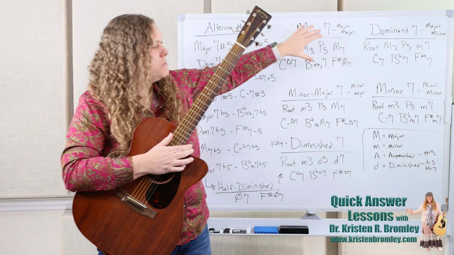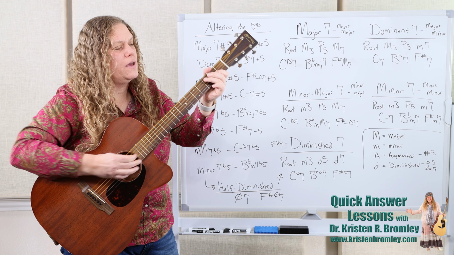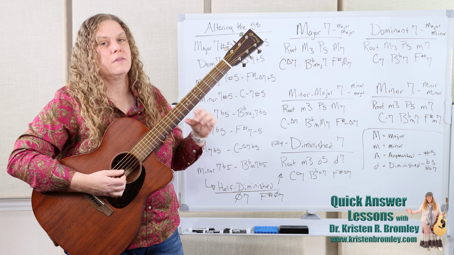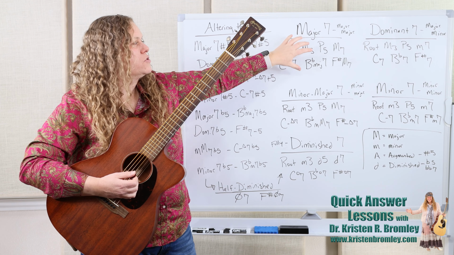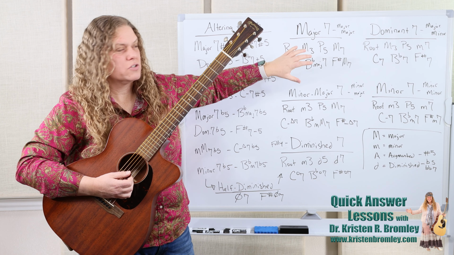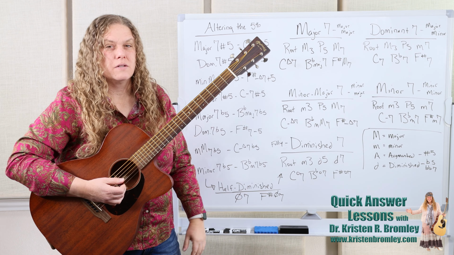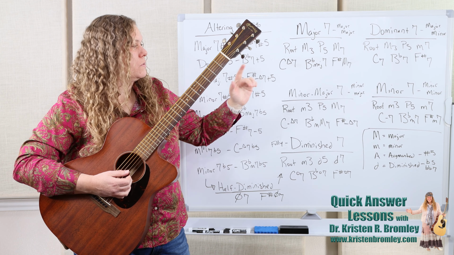So that's on the major side with the major triad, adding those 7ths to it. We can add a major 7th or a minor 7th to a major chord. Having it as a major 7th makes it a major 7th chord. Having it as a minor 7th makes it a dominant 7th chord. So a major chord with a minor 7th.